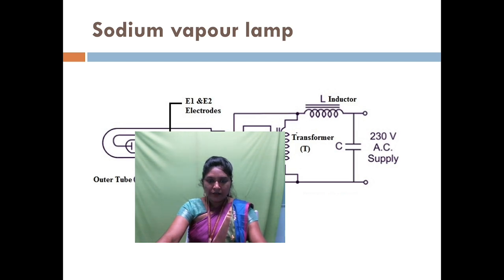Here there are two electrodes, E1 and E2, and two glass tubes, G1 and G2. Inside the inner glass tube it is filled with neon gas and sodium gas. Actually, sodium gas acts as the main gas and the neon acts as an auxiliary gas.